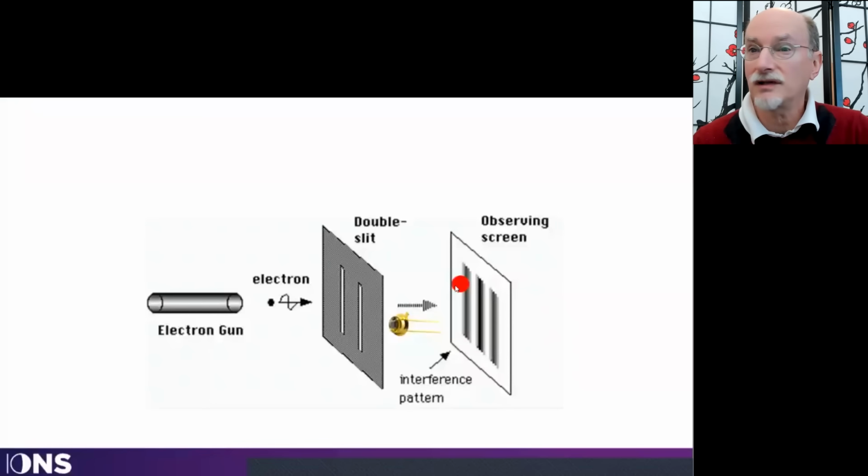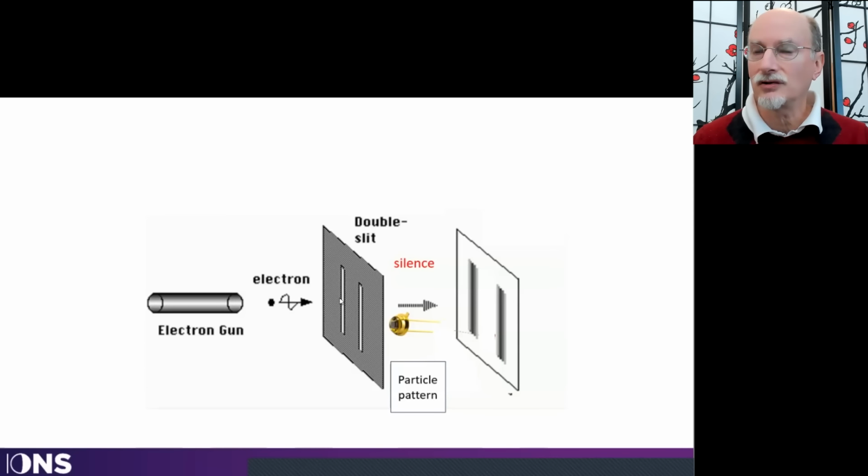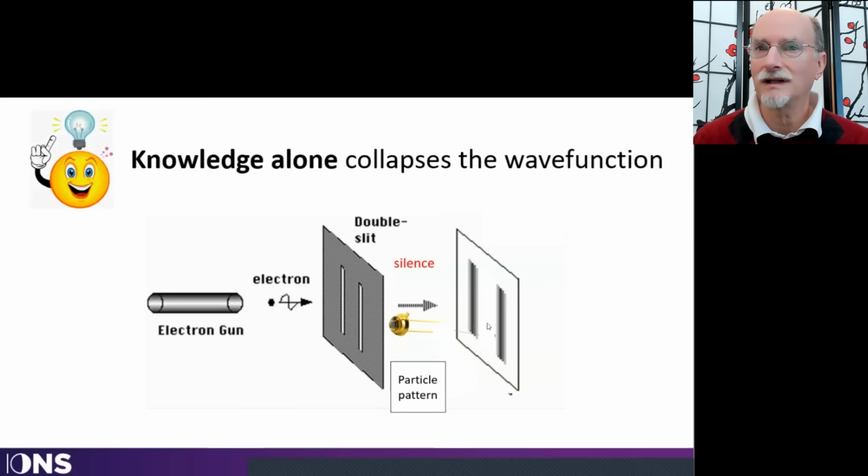It goes to the other slit, and there's nothing there to look at it, so there's silence. But the thing is, we know we shot the electron because we see it on the screen. We know it didn't hit this detector, so we can infer that it went through the other slit. So this is called interaction-free. We know something because it went through the slit that didn't have a detector. And nevertheless, even though it goes through this other slit, our knowledge of it causes the screen to show a particulate pattern. So this is why we know that knowledge alone collapses the wave function.